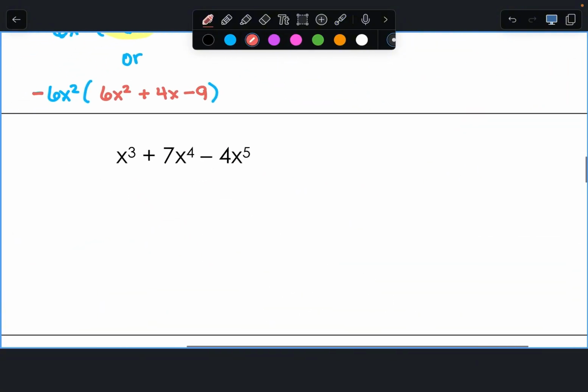Do all 3 have a coefficient? No. So will there be a number in our greatest common factor? No. But all 3 do have an x, and the smallest exponent is 3. So we're going to divide all of them by x cubed, even if we don't divide by a digit. So it'll just be the first one.